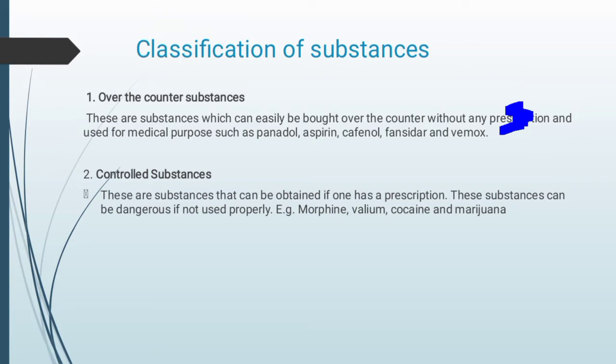We come to controlled substances. These are substances that can be obtained only with a prescription. You need to have a prescription from the medical expert for you to get these substances. For example, we have morphine, Valium, cocaine, and marijuana. You cannot buy these substances without a prescription. So, those are the two classes of substances.